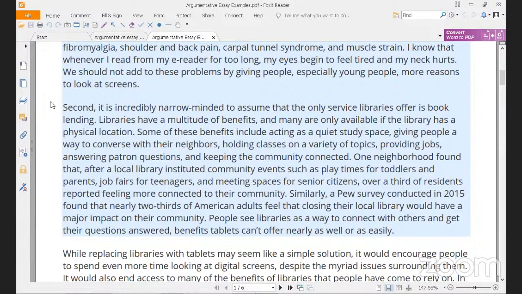One neighborhood found that after a local library instituted community events such as playtimes for toddlers and parents, job fairs for teenagers, and meeting spaces for senior citizens, over a third of residents reported feeling more connected to their community. Similarly, a Pew survey conducted in 2015 found that nearly two-thirds of American adults feel that closing their local library would have a major impact on their community. People see libraries as a way to connect with others and get their questions answered. Benefits tables can't offer nearly as well or as easily.